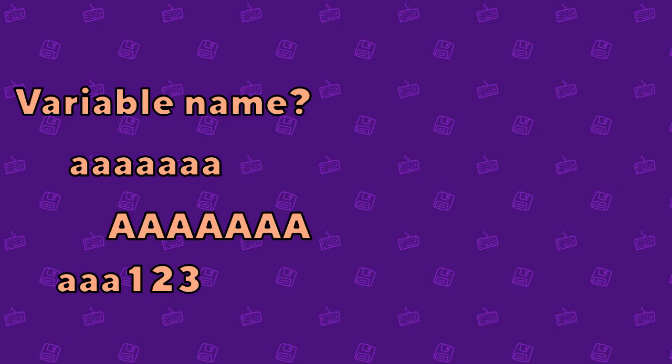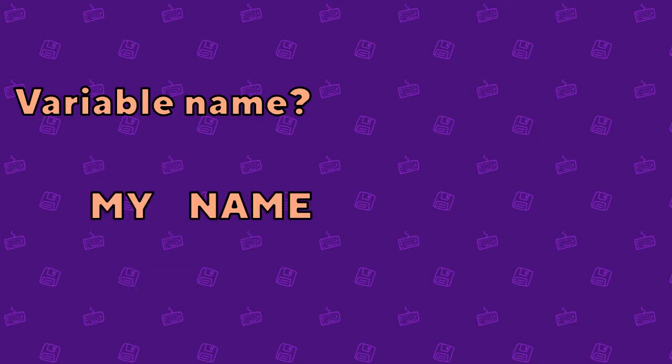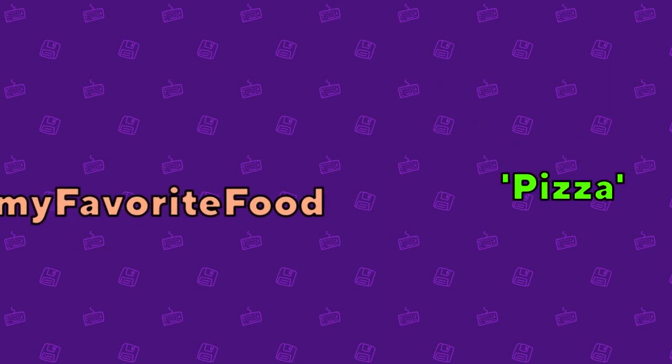To create a variable in Python, we need to first come up with a variable name. We can use lowercase letters, uppercase letters, and numbers. However, we can't put spaces in our variable names. The name we come up with should describe what kind of information is stored in our variable, such as my favorite food. We also need to figure out what we're going to put in that variable.